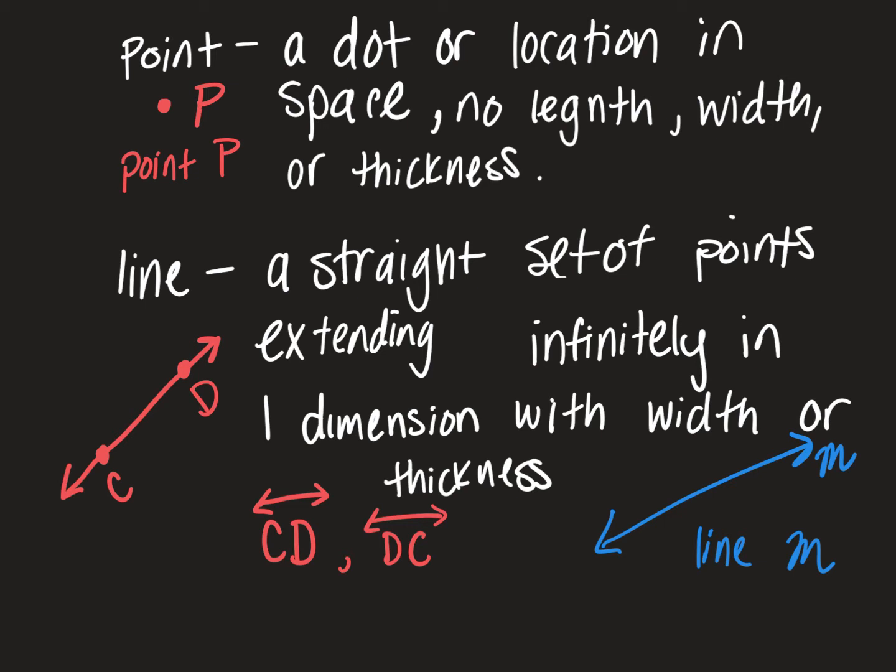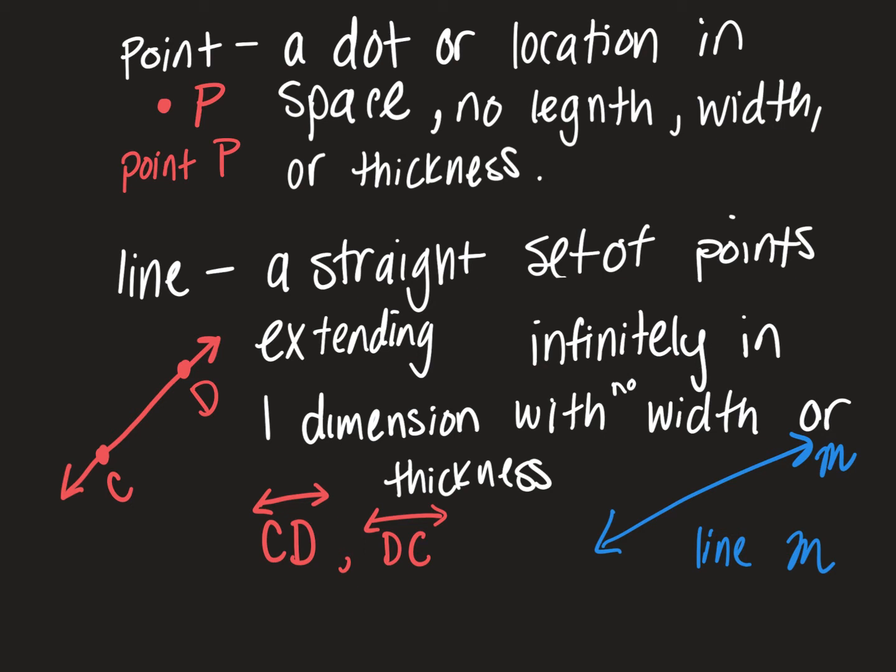Next, we have a line, which is a straight set of points extending infinitely in one dimension with no width or thickness. Right, so no width or thickness, it's just one dimensional. So a line typically is drawn out just like this. It's a straight line, 2 arrows, can have 2 points. So you can use those points to name the line. So you can call it CD, again, named with the capital letters. So line CD, you do a C and a D, and then you draw a tiny little line over it. The order doesn't matter for a line, so you could also call this line DC.